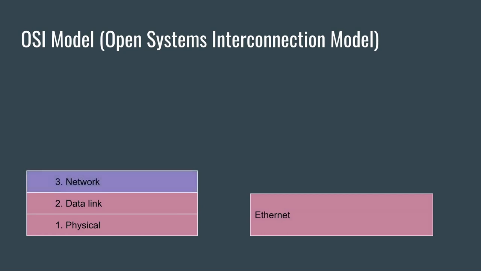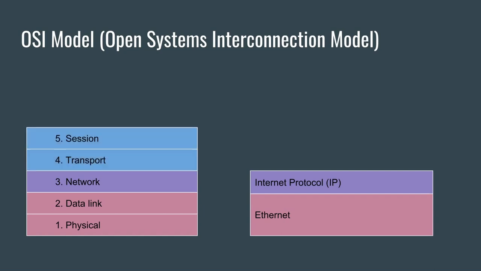Above that, we have the network protocol, or the network layer. An example of this would be the Internet Protocol, or the IP protocol. This is concerned with, if you have a network of machines and one machine needs to send a message to another machine, how does the packet get correctly routed to the destination machine? An IP address is an example of where this protocol comes into play.